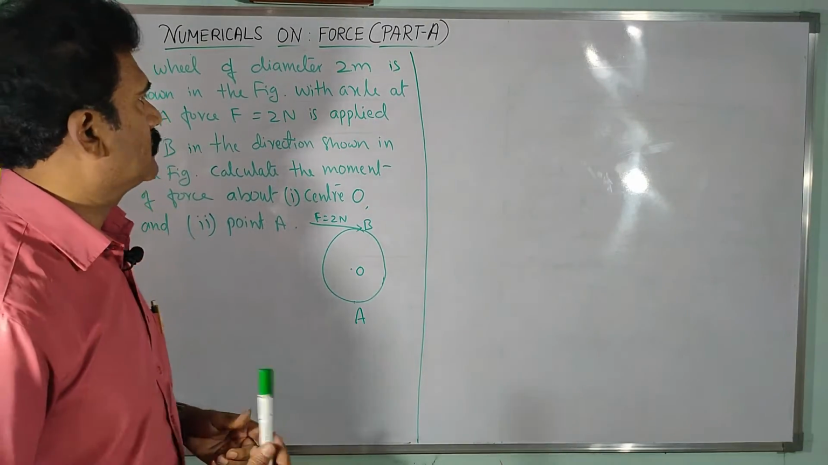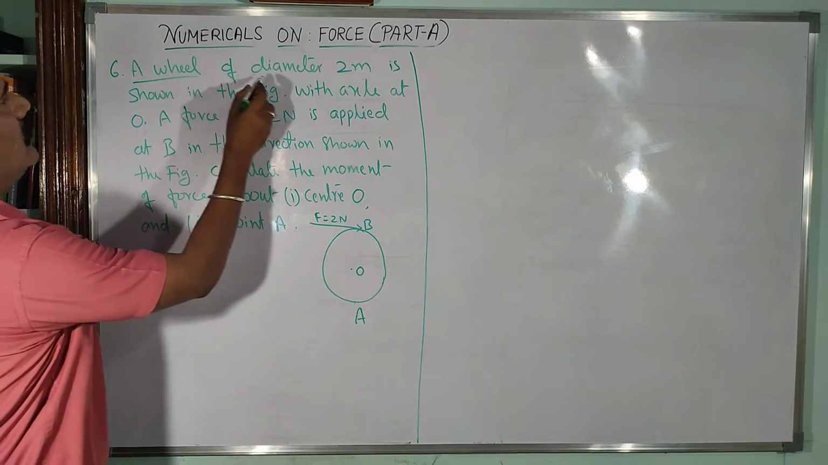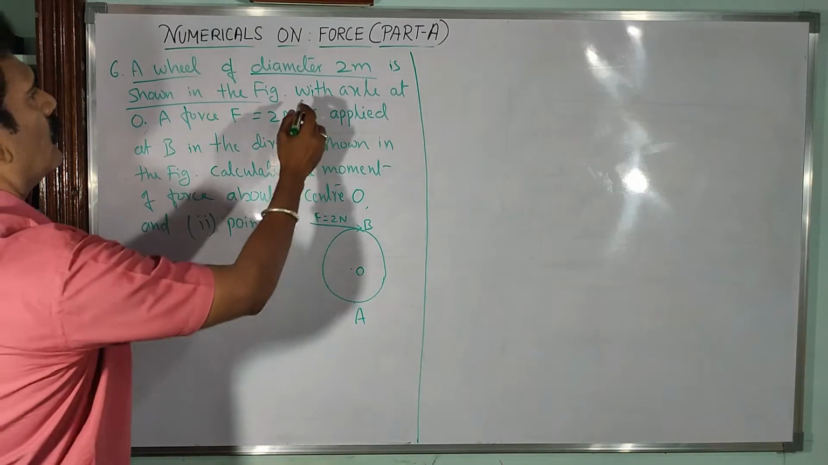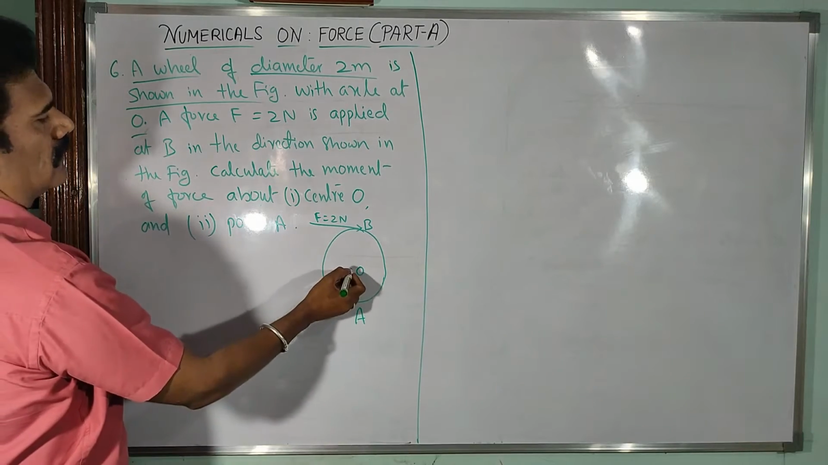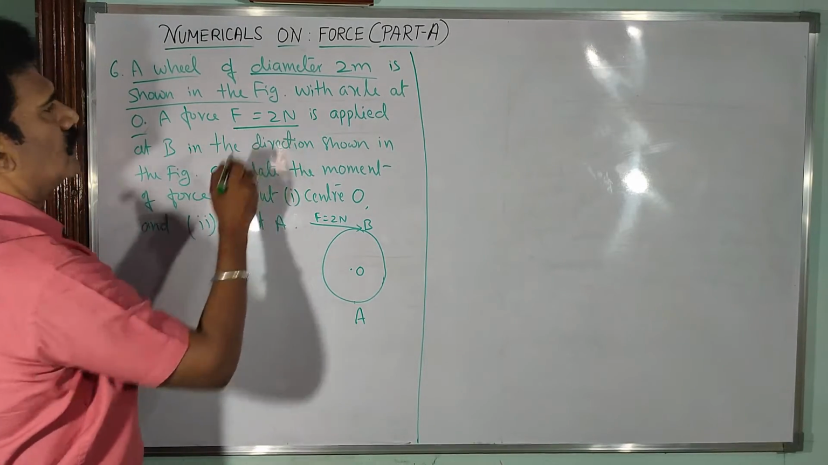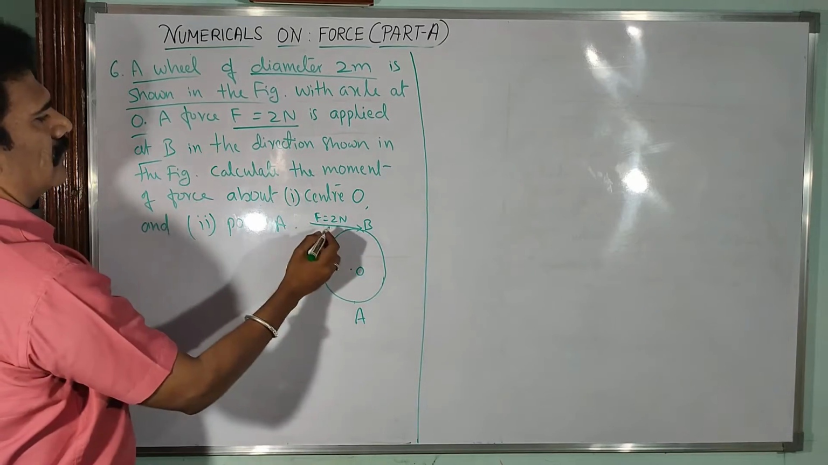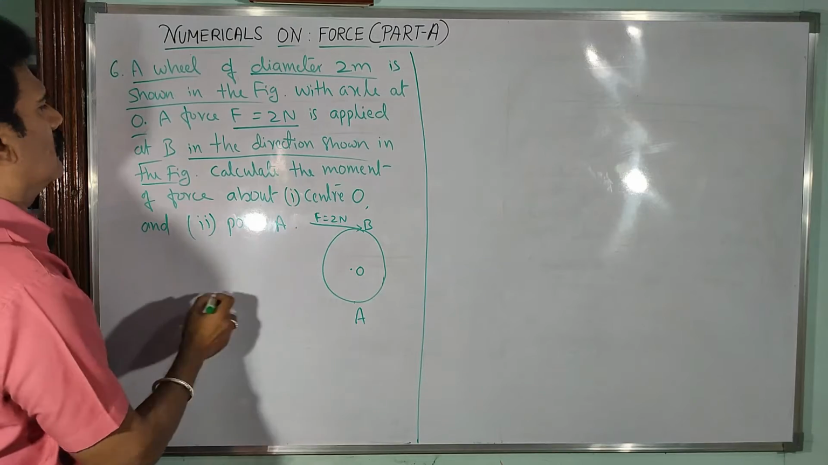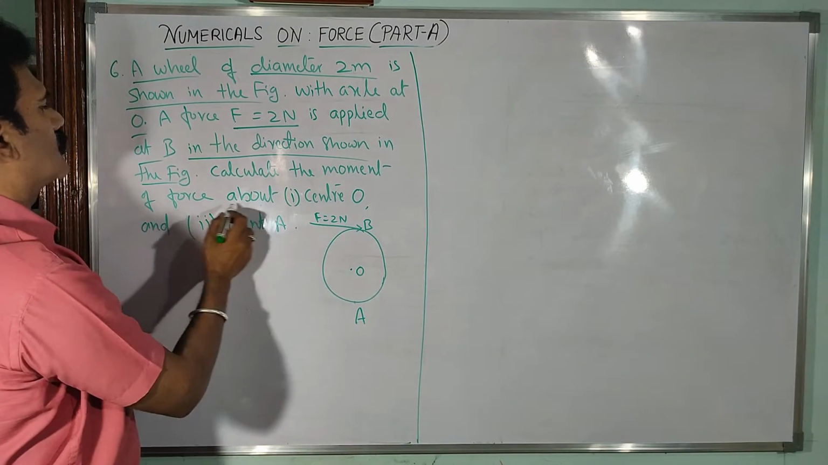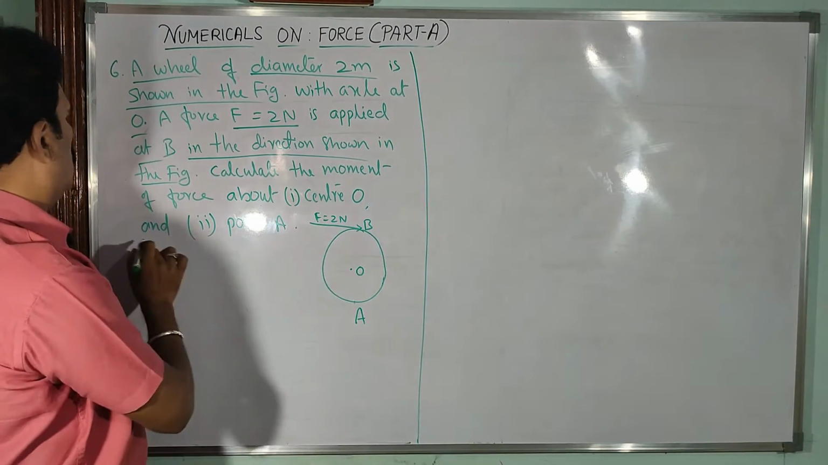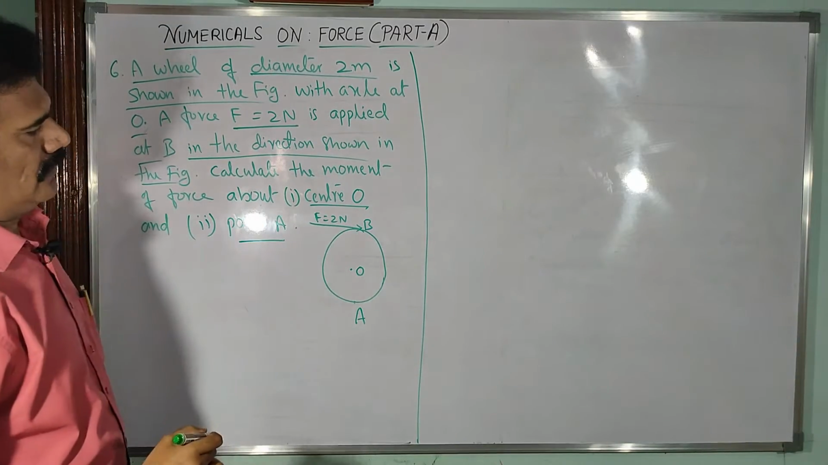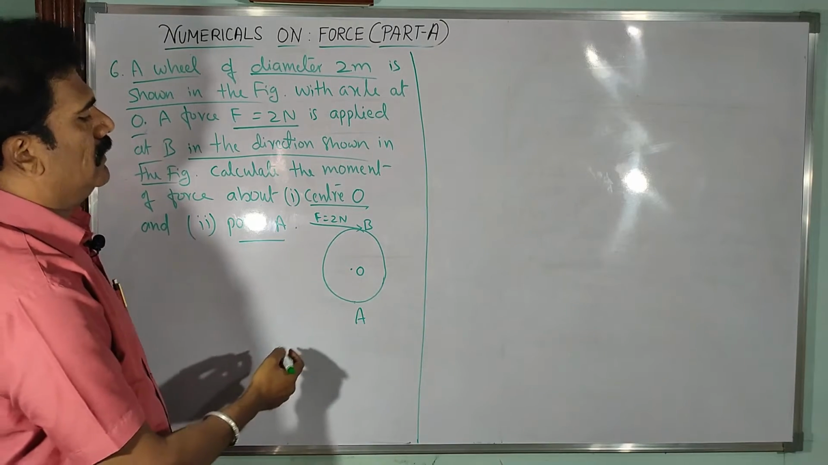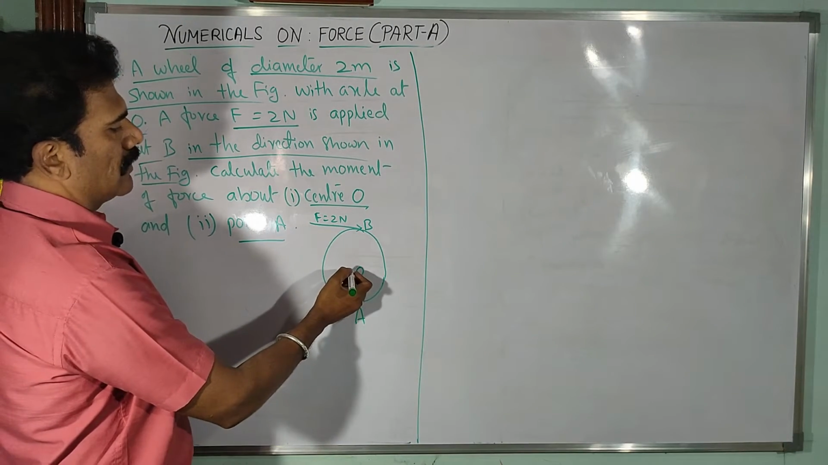Now look at the next problem. A wheel of diameter 2 meter is shown in the figure with axle at O. A force F equal to 2 Newton is applied at B, in the direction shown in the figure. Calculate the moment of force about the center O and point A. Now this is the wheel already given in the numerical problem itself. So it is a wheel and the center of the wheel is O.